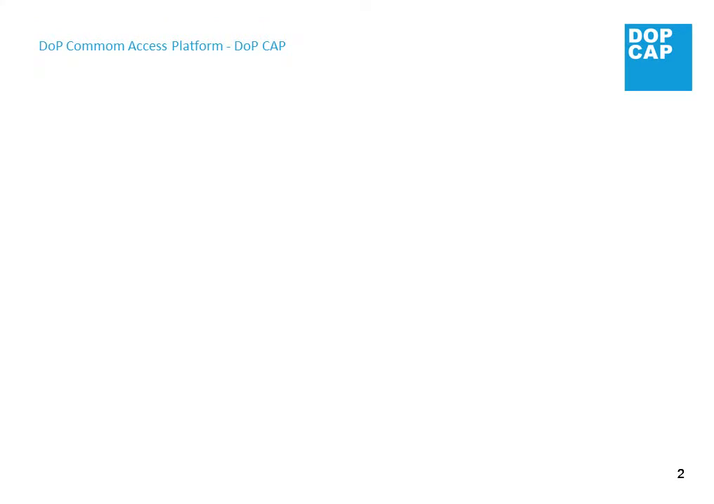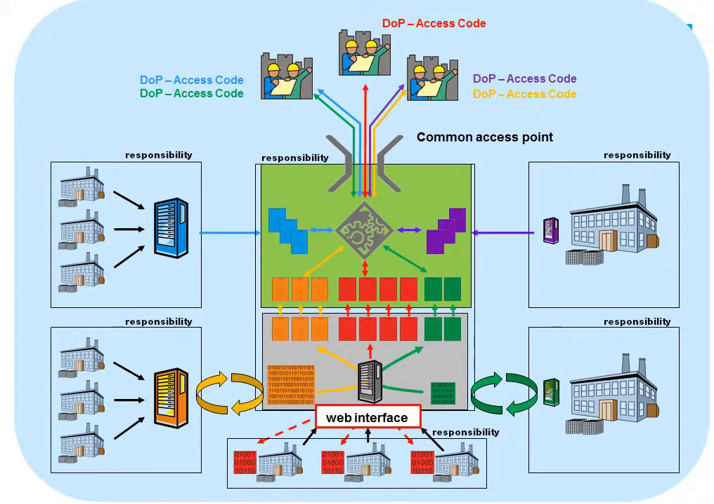Let's come to the common platform that we have in mind. The picture gives an overview of the DoP Common Access Platform, or as we have become used to calling it, the DoPCAP. We have identified and defined three principal ways of using it, the so-called modules. I will explain these in more detail on the following slides.